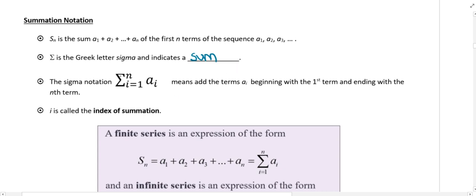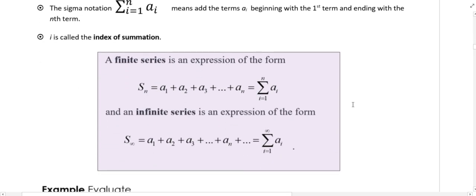So you have the sigma, and sometimes it's next to it, sometimes on the top. So n is the number of terms that you're ending with, and then i equals 1, that's where you're starting. So it means add the terms of your sequence, a sub i, beginning with the first term and ending with the nth term. So i is the index of summation. Difference between finite and infinite: finite will have an n on the top. Infinite has this little infinity symbol.